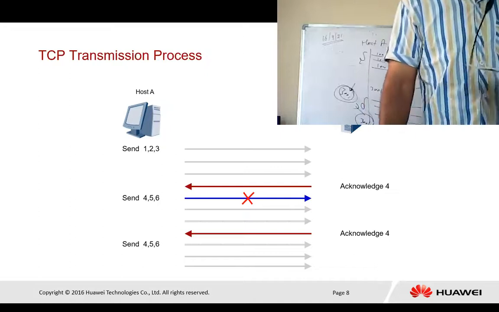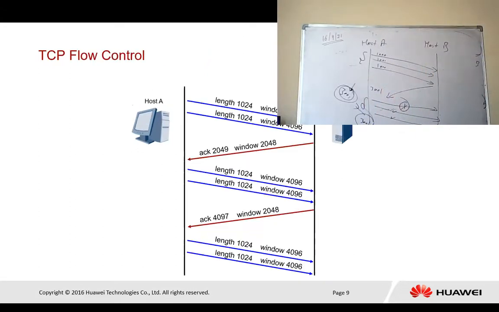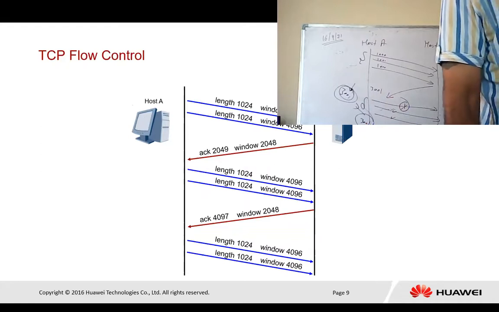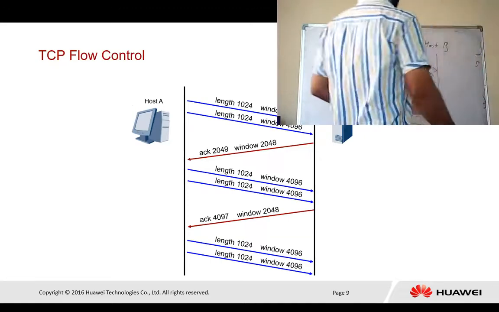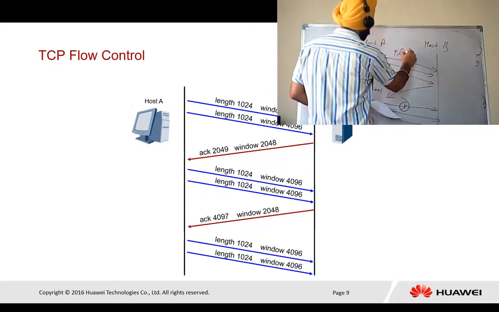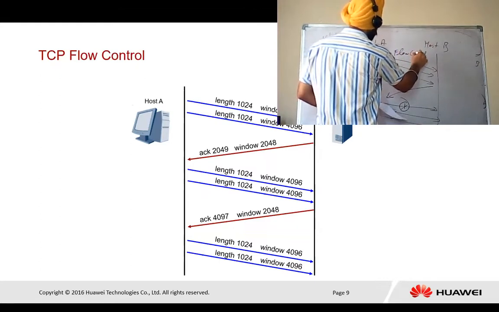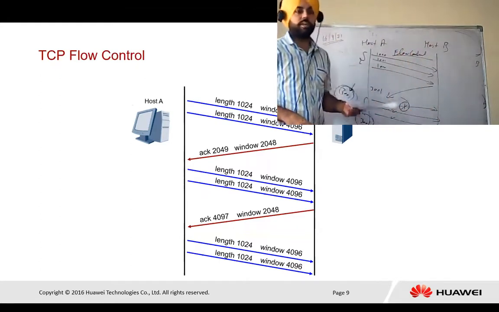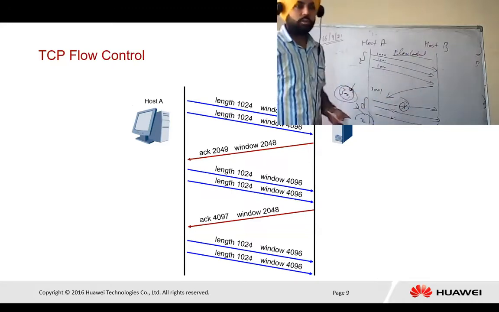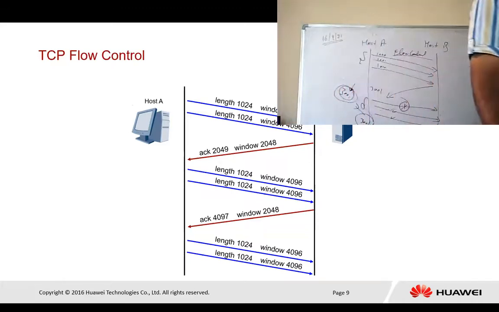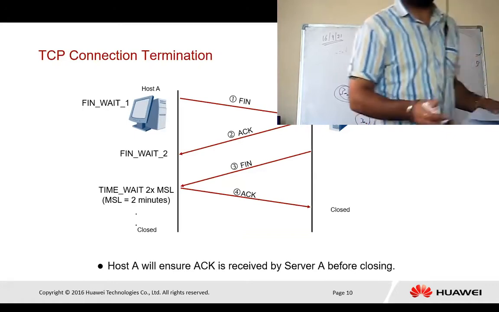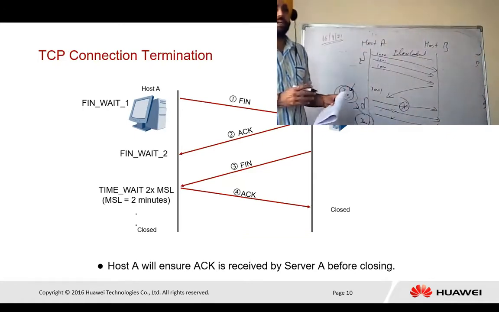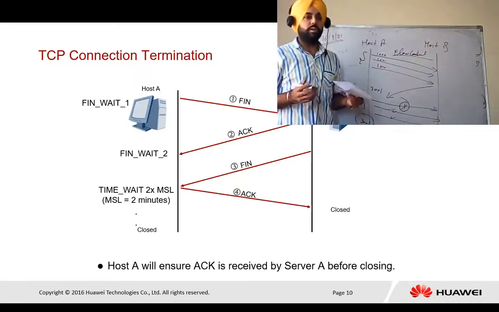Okay, so next we have TCP flow control. We already discussed TCP flow control. Yes, this is flow control, which applies when we are sending packets to the destination as well. So next we have TCP connection termination. Again, first it will send the FIN packet, then acknowledgement, then again a FIN packet, then again an acknowledgement, if they want to close the connection.